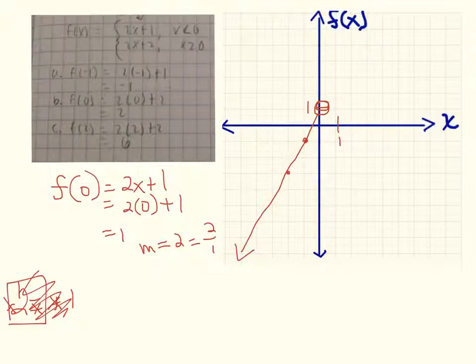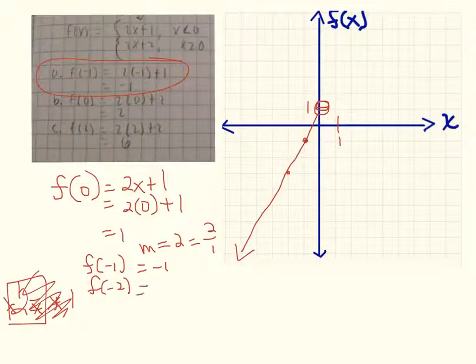Now if you don't know how to do that, you can also just use points. So if you do f of -1, which you already have over here, then that's equal to -1, so it's (-1, -1). And then if you do f of -2, that's equal to -3. So you can use the points to graph that.